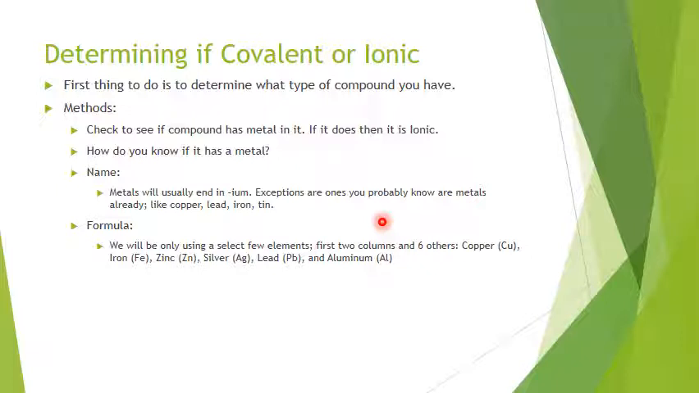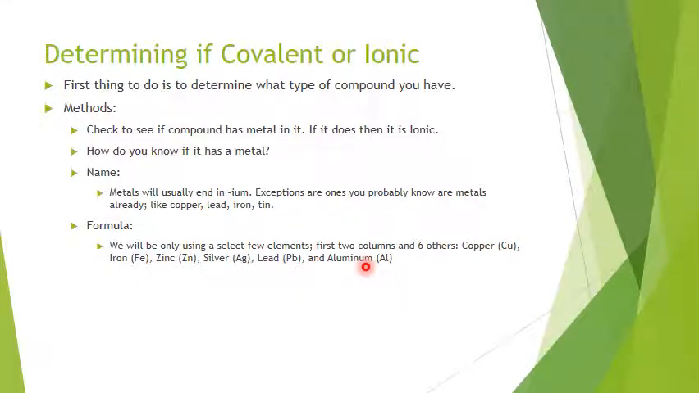We're not going to deal with all 80 or 85 of those. We're only going to deal with the metals in the first two columns and these 6 that are in the middle: copper, iron, zinc, silver, lead, aluminum.